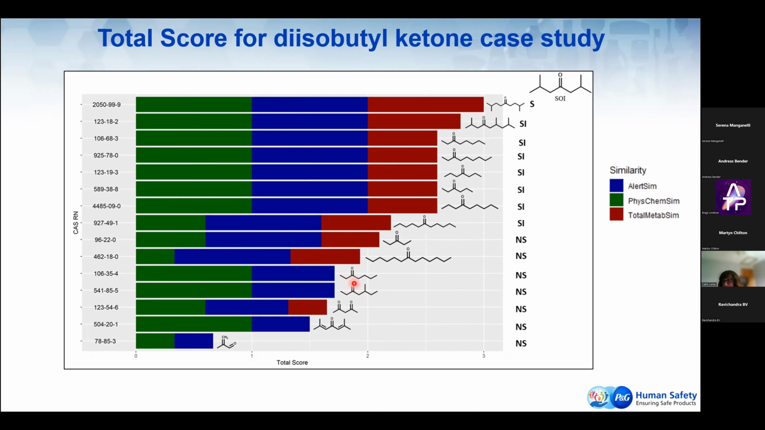We see that the metabolism similarity is 0 for those. For a compound with the longer alkyl chain, we see the phys-chem properties are off. The similarity with the SOI is much lower for that compound. So the diisobutyl ketone was one of those case studies.